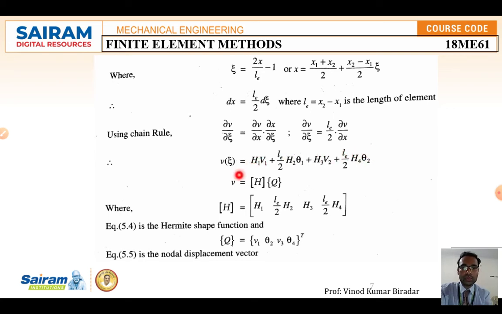Here we know that v is equal to, making it separate, V1, theta 1, V2, theta 2, which are called the nodal displacements, and you denote them as q. And H1, Le by 2 H2, and so on, are nothing but the H equation, that is the Hermite shape function.